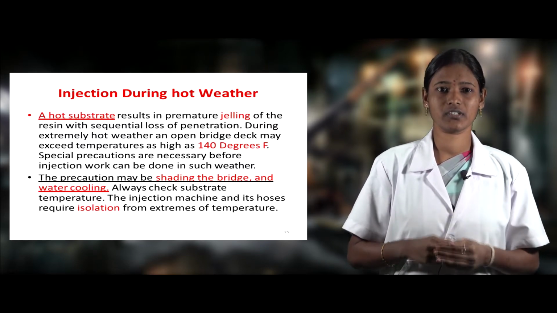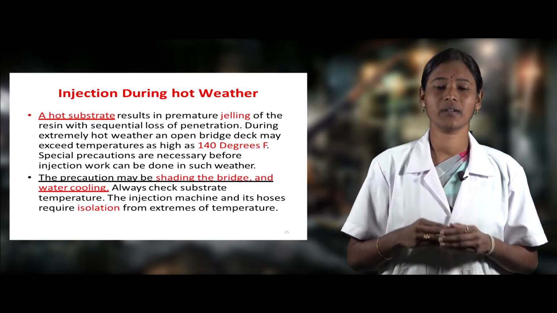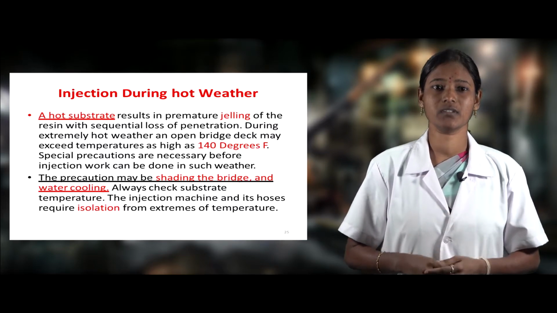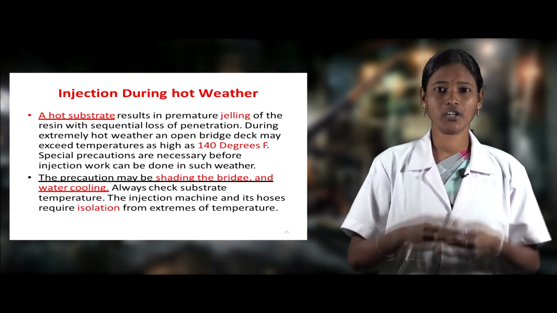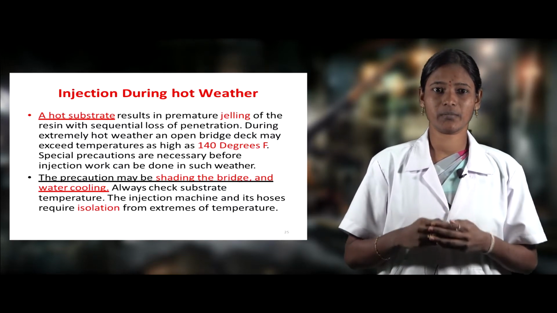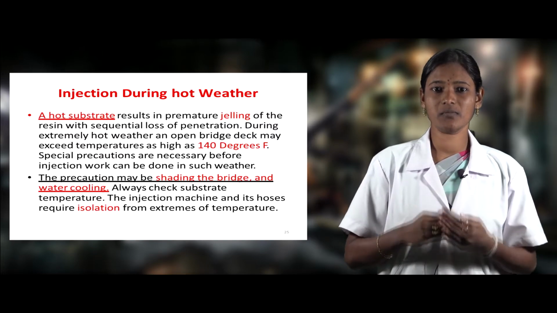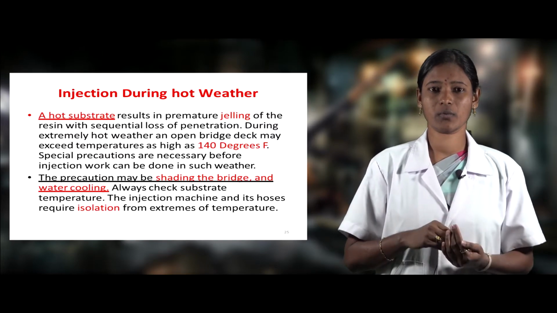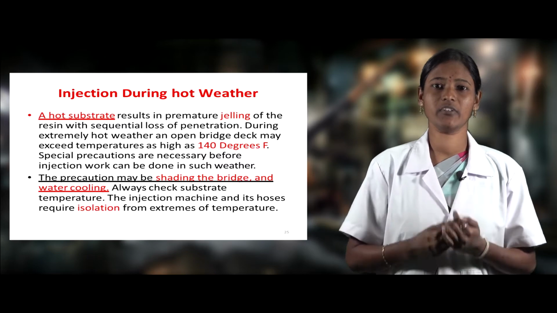Special precautions are necessary before injection work can be taken up in such weather conditions. The precautions may be shading of the bridge and water cooling techniques. Also check the substrate temperature, and the injection machine and its hoses require isolation from these extreme weather conditions.